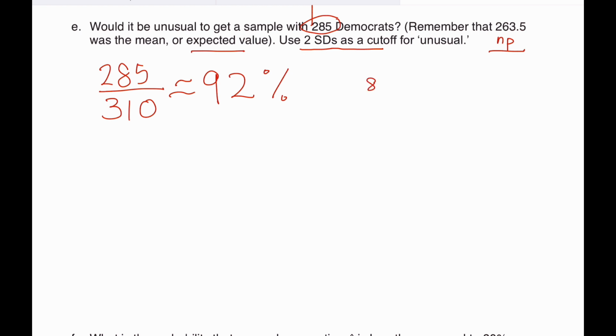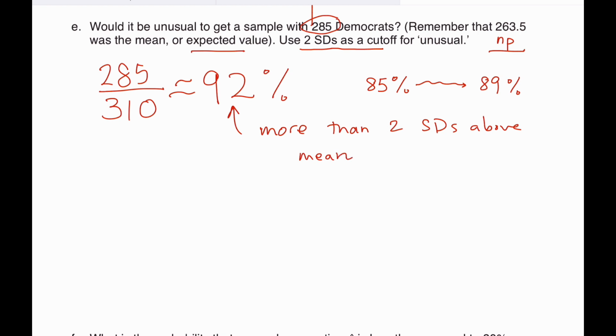Our mean, remember, was about 85%, and the standard deviation of the sampling distribution is about 2%. This is kind of sloppy, but that means 89% is about 2 standard deviations above the mean. So this is definitely more than 2 standard deviations above the mean in the sampling distribution of p hat. That implies, yes, this is unusually high.